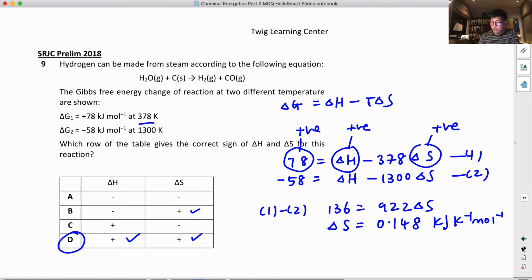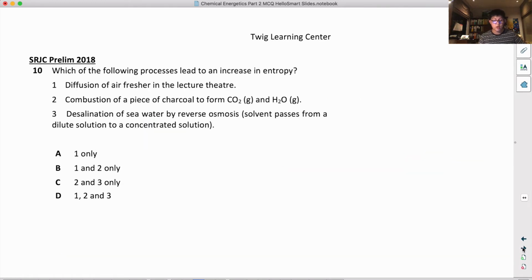Okay, let's move on to question 10. Which of the following processes lead to an increase in entropy? So more disordered. Diffusion definitely is more disordered. We combust charcoal to form carbon dioxide and water vapor. Yeah, you're forming a gas, so it's definitely more disordered. Okay, how about the third one?